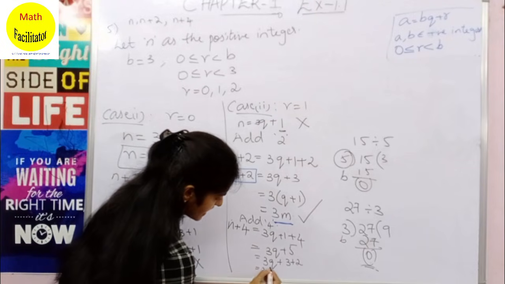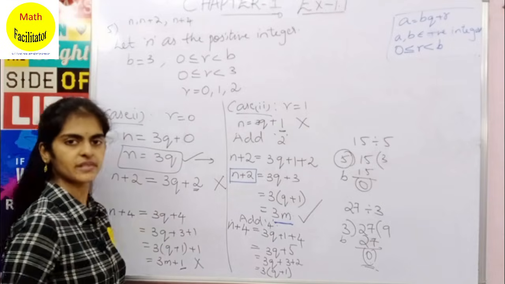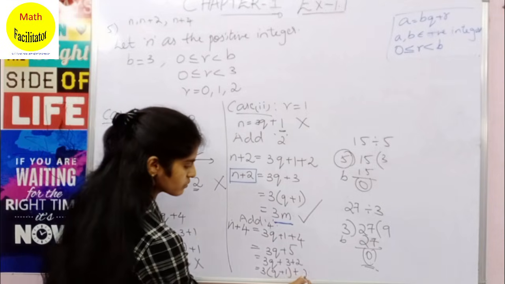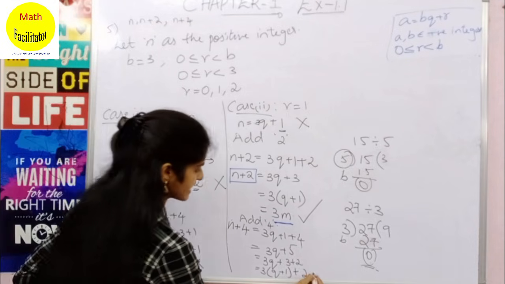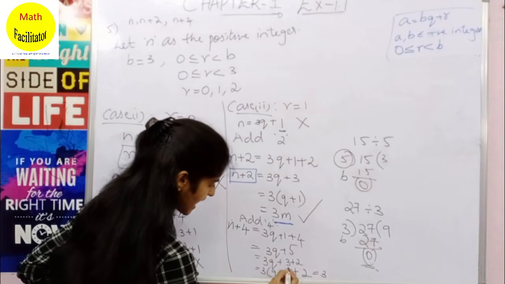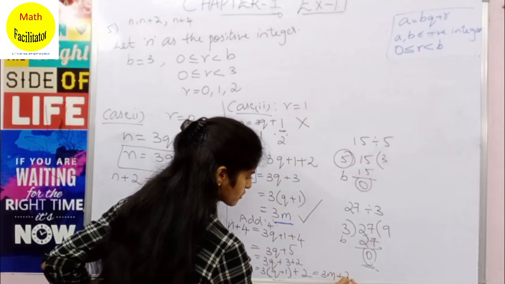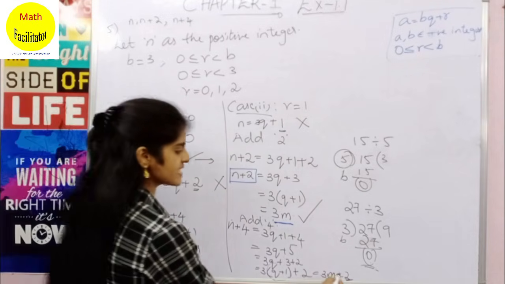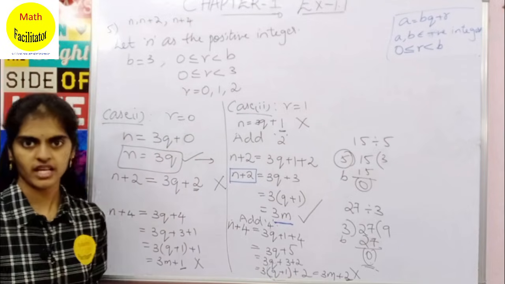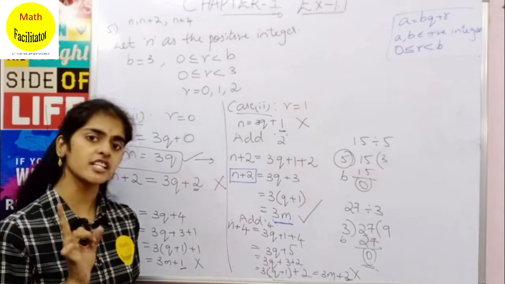So taking 3 common, it is q plus 1, clear, and you have plus 2. This is now the same step: I can write this bracket as m, and you have plus 2. That means the remainder is 2, which means this cannot be divisible by 3. Whenever a number is divisible by 3, the remainder should be 0.